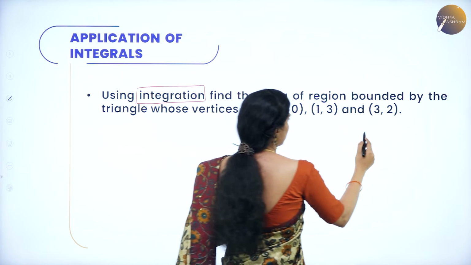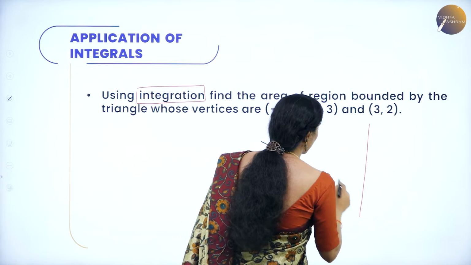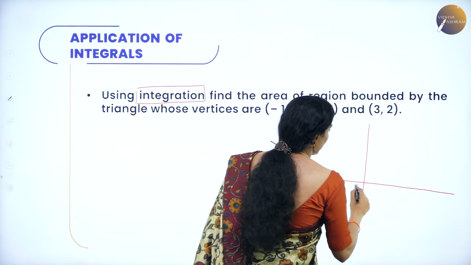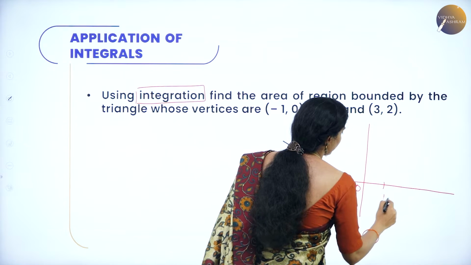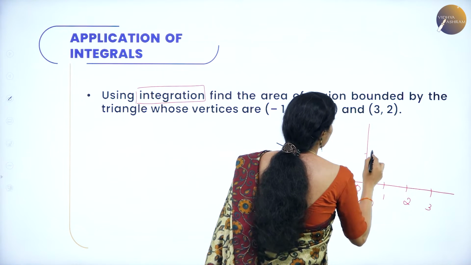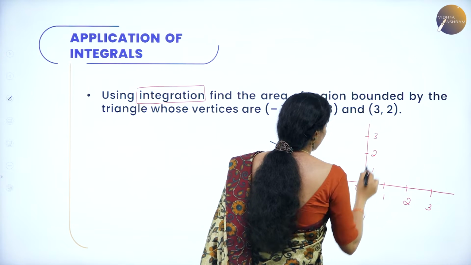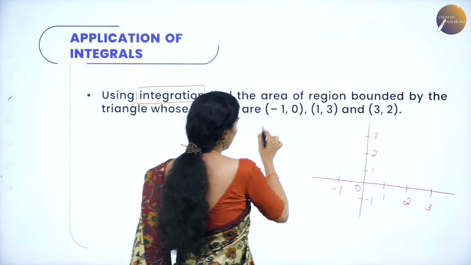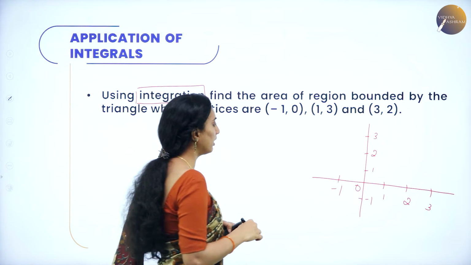Let me draw this triangle here. This is what you are having. So let me take this as 0, and here it is 1, 2 and then 3. Here also 1, 2 and then 3. Here it is minus 1. Here again minus 1, because they have given only the minus 1. So till there I am drawing.